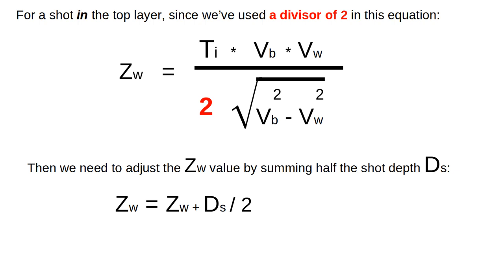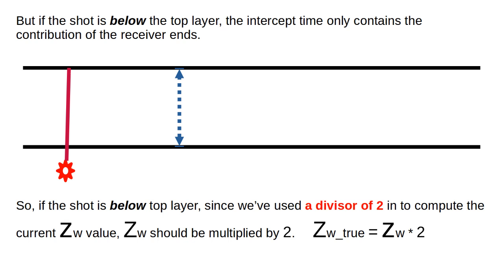For a shot in the top layer, since we've used a divisor of 2 in this equation, we need to adjust the thickness value by adding half the shot depth. But if the hole is below the top layer, the intercept time only contains the contribution of the receiver ends. So if the shot is below the top layer, since we've used a divisor of 2 to compute the current thickness value, the thickness value should be multiplied by 2.